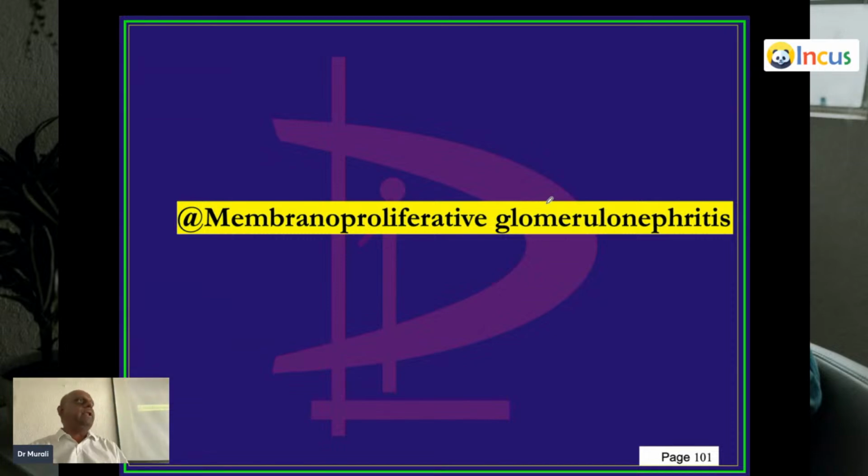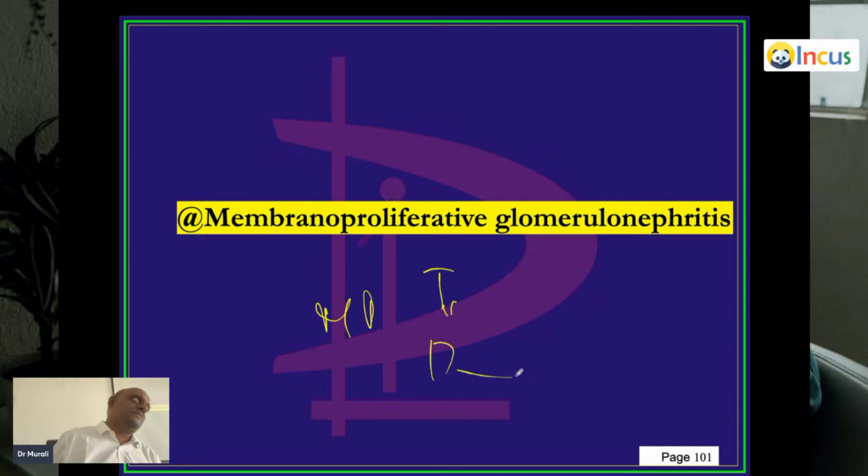That means the membrane is affected. Also there is a cellular proliferation in MPGN. To add misery to our life, there are 2 types, MPGN type 1 and MPGN type 2.